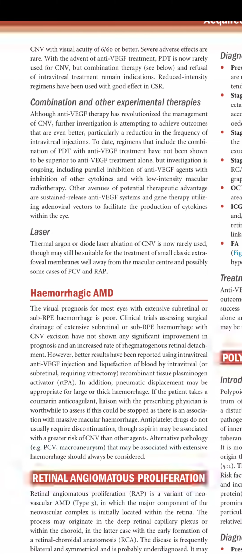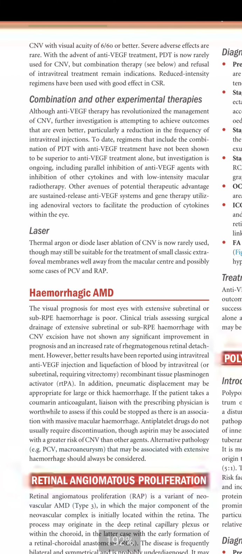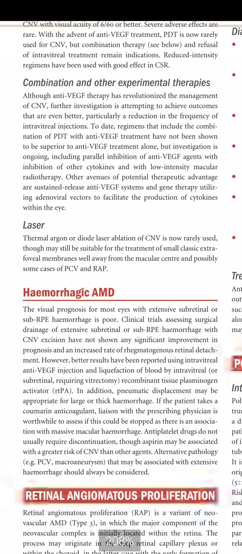Then there are combination or other experimental therapies that have been going on. Although anti-VEGF therapy has revolutionized the management of CNV, further investigation is attempting to achieve even better outcomes, particularly a reduction in the frequency of intravitreal injection. To date, regimes that include a combination of PDT with an anti-VEGF agent have not been shown to be superior to anti-VEGF treatment alone. But investigation is ongoing, including parallel inhibition of the anti-VEGF agent with inhibition of other cytokines and low-intensity macular radiotherapy.